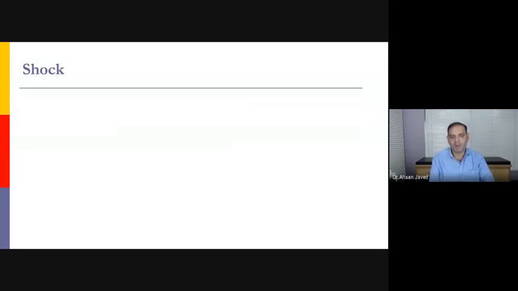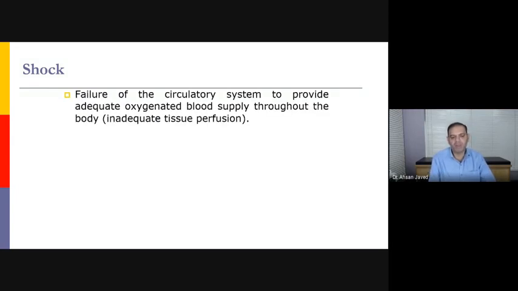The next term is shock: failure of the circulatory system to provide an adequate oxygenated blood supply through the body, resulting in inadequate tissue perfusion. In case of shock, there is failure of the circulatory system to provide adequate blood supply throughout the body. If the circulatory system fails to provide the required amount of blood to the brain, the heart, the lungs and other tissues, it will lead to inadequate tissue perfusion.